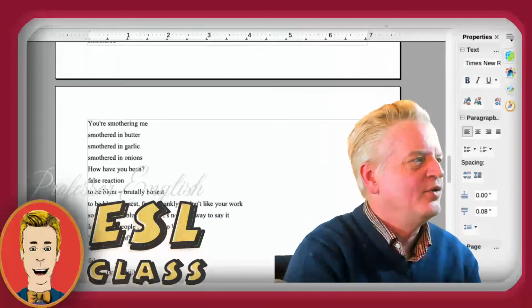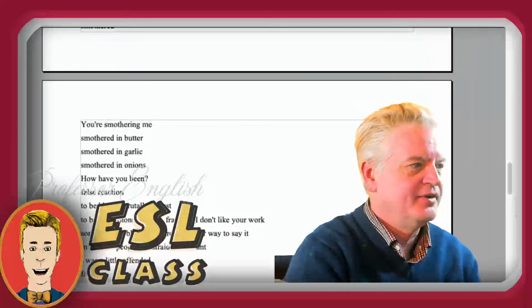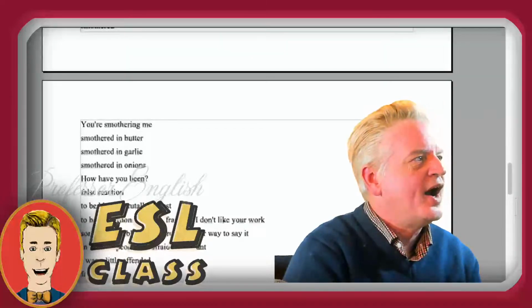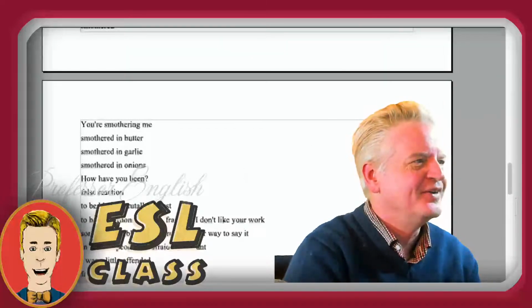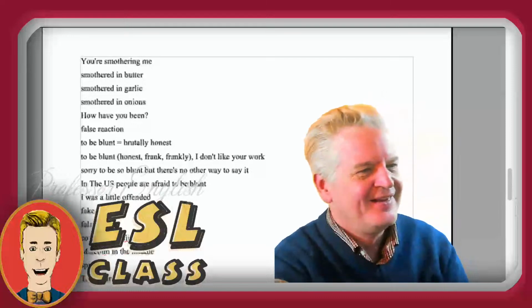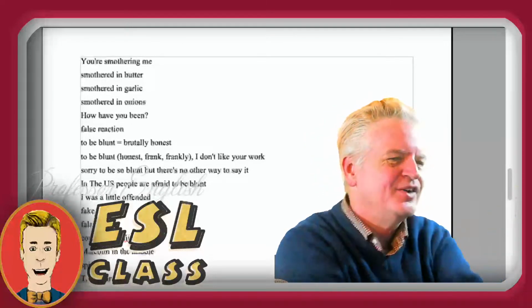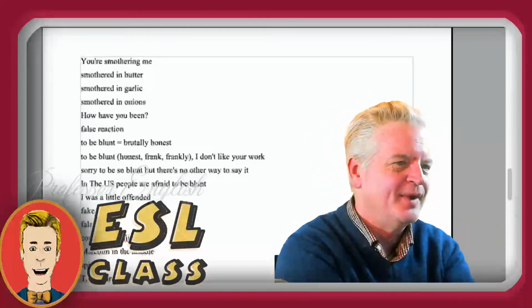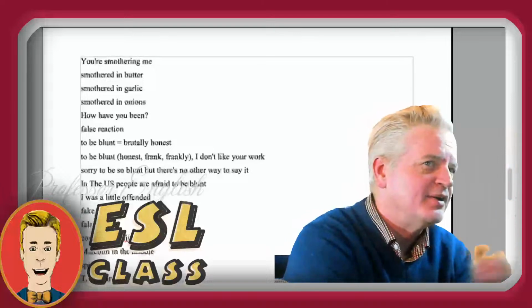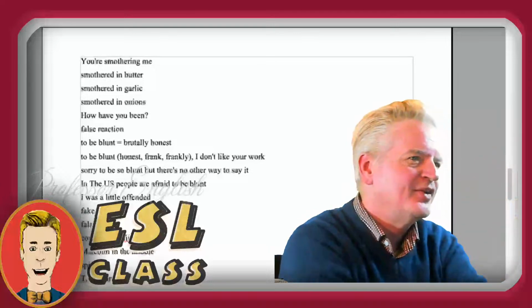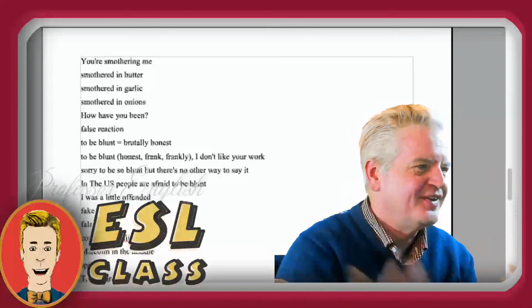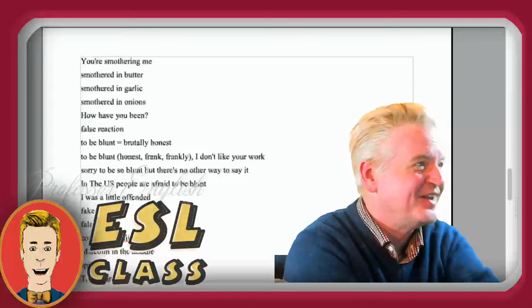For example, I love butter a lot. So I love food that is smothered in butter. That means it's completely covered in butter. You'll see that on a menu if you're reading a menu. Chicken smothered in butter. Potatoes smothered in butter. And that sounds very good. That sounds very positive. That sounds wonderful.